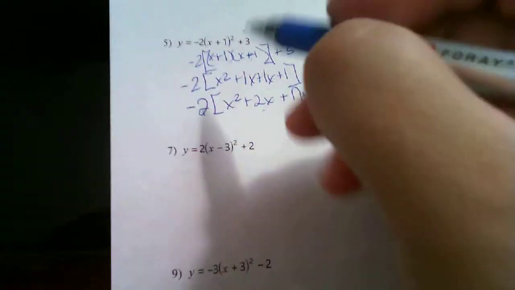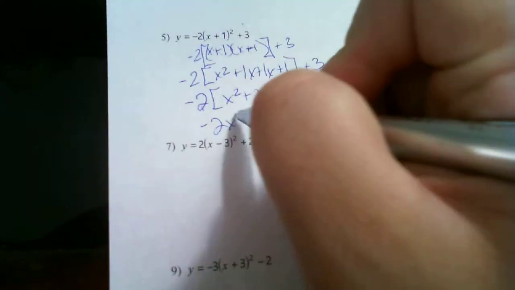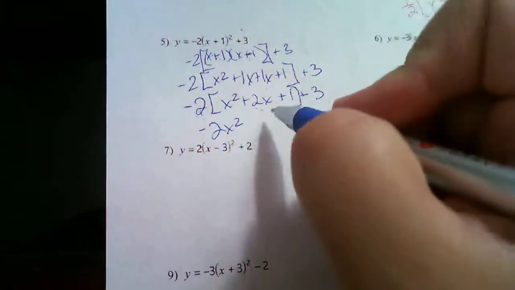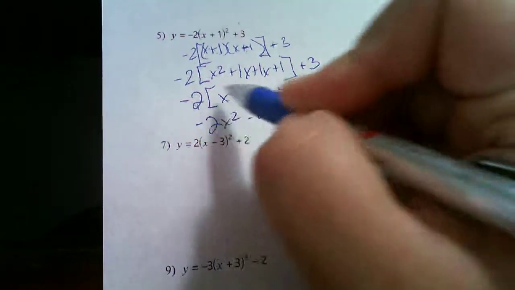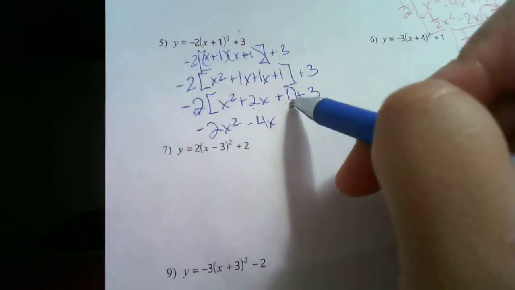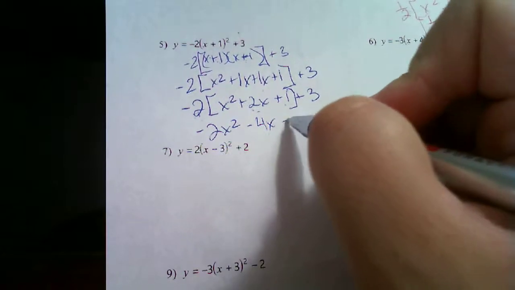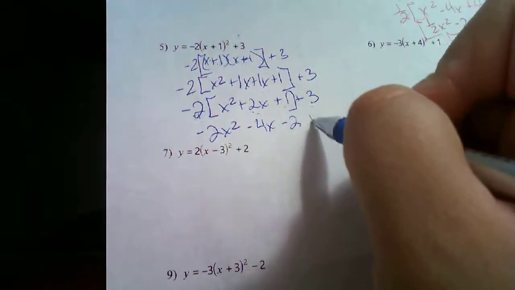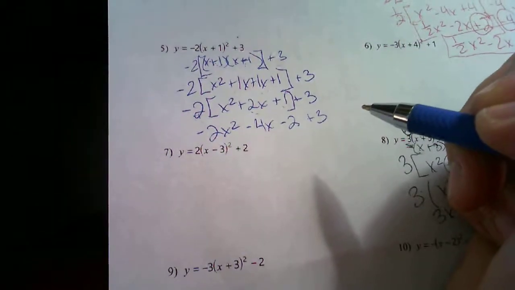each term in here, which gives us a negative 2x squared. We have a negative 2 times a positive 2 becomes a negative 4x. A negative 2 times a positive 1 becomes a minus 2. And then our plus 3 that we just bring down.